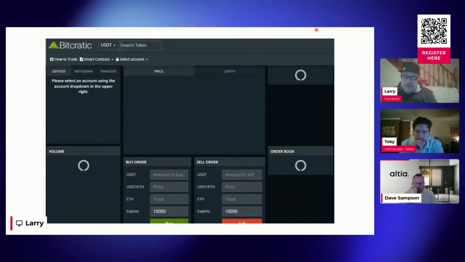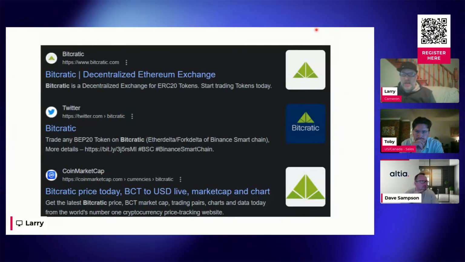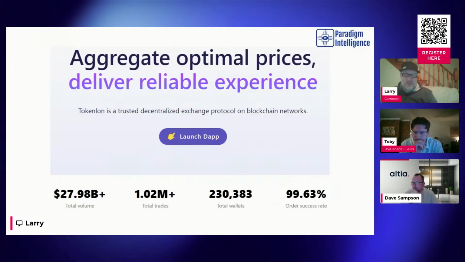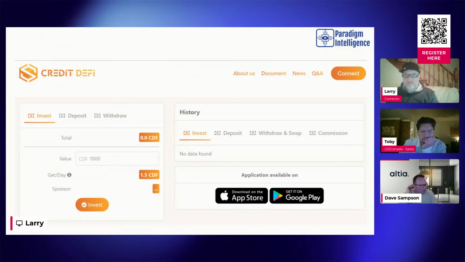Here's Bitcratic. Again, that's the decentralized exchange. This one here, Launch DApp. A DApp is a decentralized app. If they're decentralized, again, you don't need to do KYC. They don't know who you are. I mean, 27 billion here. That's total volume, that's just how much is going through it. Credit DeFi, you can get it on the App Store, Google Play.